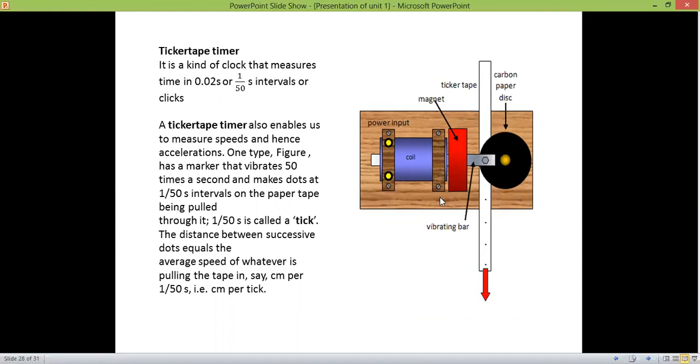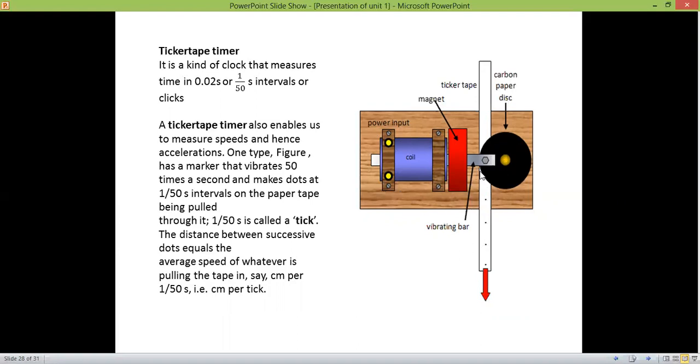How it works: when the electric motor is switched on, when the ticker tape timer is switched on, this metal bar starts to vibrate. It vibrates 50 times in 1 second because the frequency of the current supplied to the electric motor is 50 hertz. So it vibrates 50 times in 1 second.